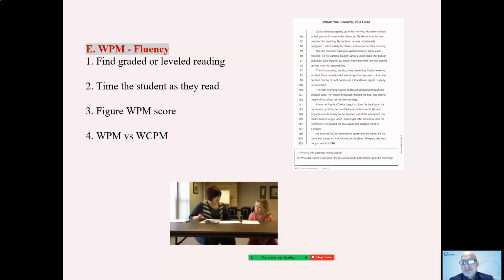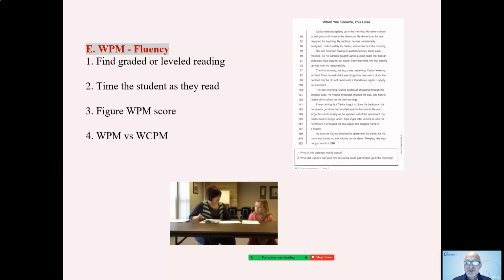And then fluency. Find a graded or level text, time the students as they read, and figure out the words per minute score. And you can say words per minute, this student read 74 words per minute at grade level 2 or grade level 3. Now, are there standardized reading rates for age or grade level? Well, there are, but I would ignore these because here's the thing. If you're reading a difficult text, you should read slower. If you're reading easy narrative text, you read faster.